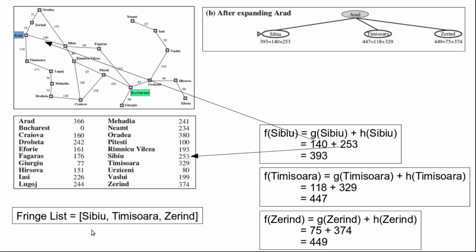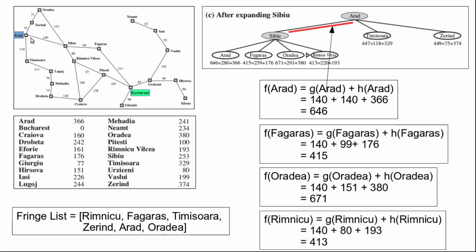So now CBU will be selected for expansion next, and from CBU I can go to Figueres, I can go to Rimniku, or I can go to Oradea, or I can go back to Arad. Since we are using tree search, repeated nodes will be allowed, so we may again go back to Arad.